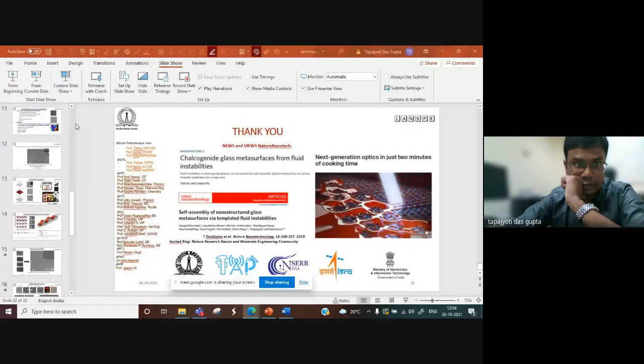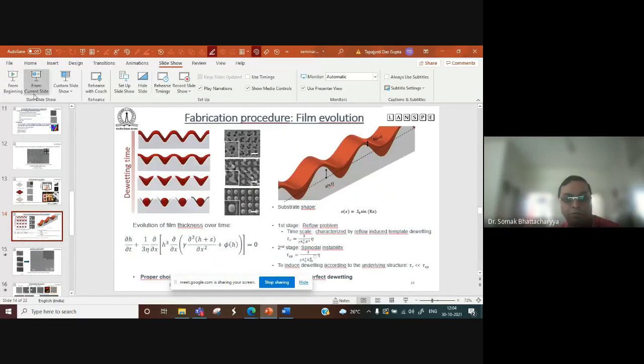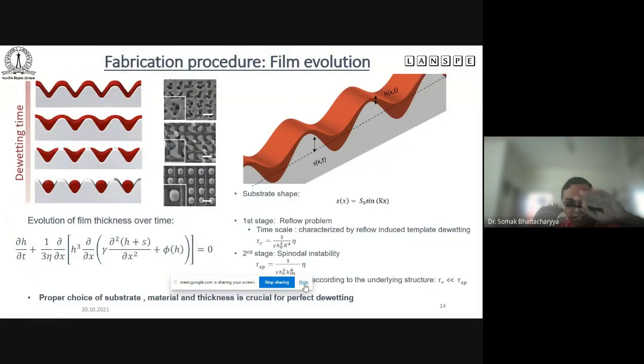Okay, Dr. Dasgupta, I have a question. Can you please go to your slide number 14, where you are talking about the sinusoidal kind of structure where the fluids are falling down? Just one second, let me share the slide again. Slide number 14, right? Yes, exactly, here. So what I was thinking is how to realize this exact sinusoidal pattern in practice, how you can.